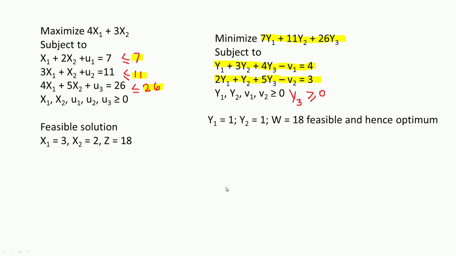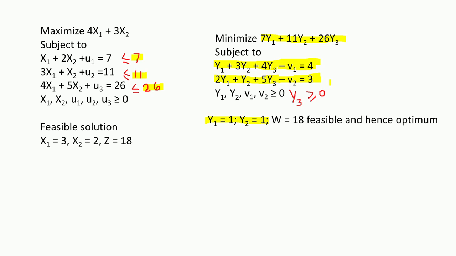Now what do we do? Let us look at the dual independently, and look at y1 equal to 1, y2 equal to 1 as another solution. If we look at this solution y1 equal to 1, y2 equal to 1 in isolation, we see that y1 plus 3y2 is 4, y3 is 0, v1 is also 0, therefore this constraint is satisfied. Similarly, 2y1 plus y2 is 3, y3 is 0, v2 is 0, so this constraint is also satisfied.